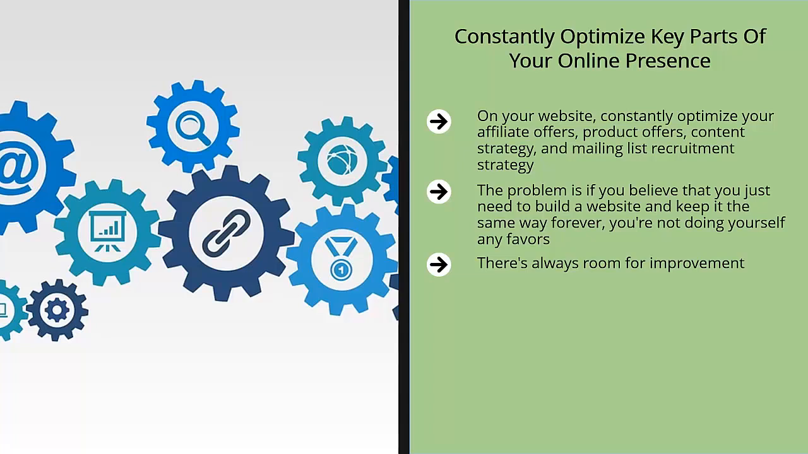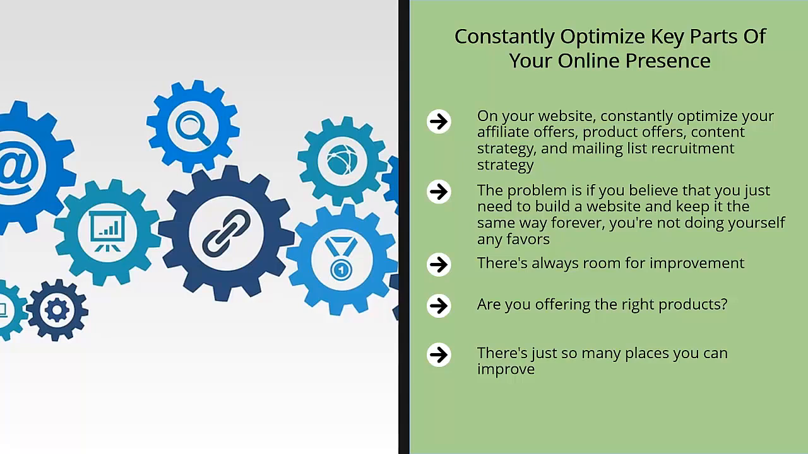This is why you have to constantly optimize the different key elements of your online presence. Are you offering the right products? Are you scaling your mailing list correctly? Are you filtering people correctly? Are you offering the right content? Are you recruiting people to your mailing list in the most optimal way? There are just so many places you can improve. Don't fall for the trap of thinking that your website is some sort of take it or leave it proposition.